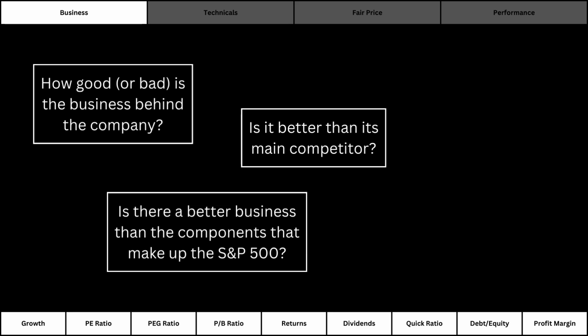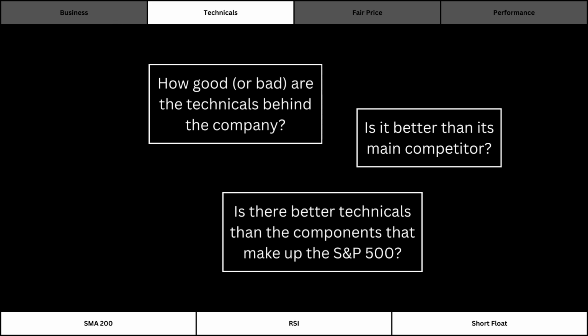We'll analyze the company's business first to see how good or bad it is, and see whether it's better than its main competitor, and is there a better business than the components that make up the S&P 500. Then we'll analyze the company's technicals to see how good it is, and see whether it's better than its competitor and if the technicals are better than those of the S&P 500.